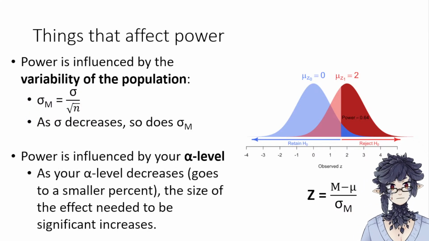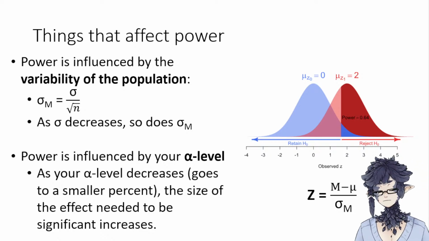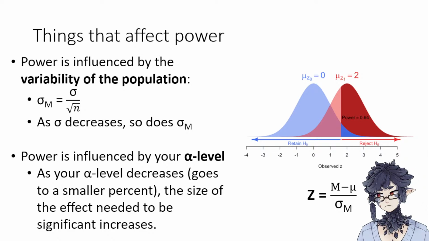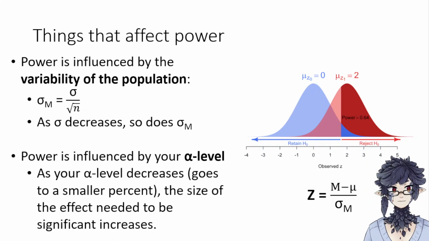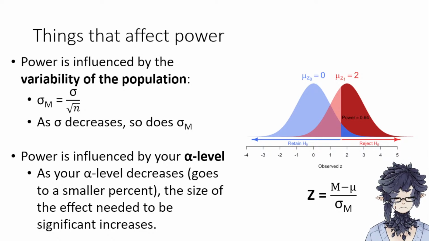Power is also influenced by your alpha level. The standard alpha level in psychology is 0.05. As your alpha level decreases, as you go from 0.05 to 0.01 to 0.001, you get less power. It becomes harder to reject the null because you're essentially raising your standards.